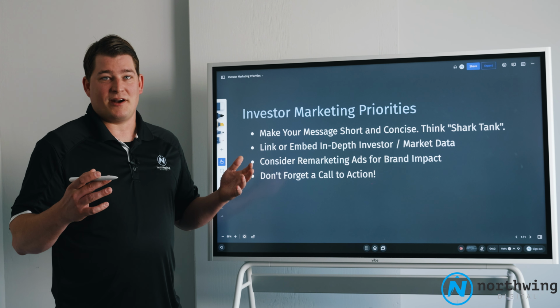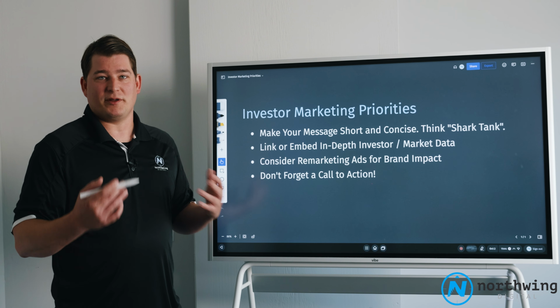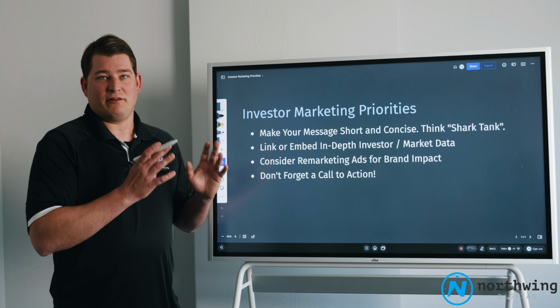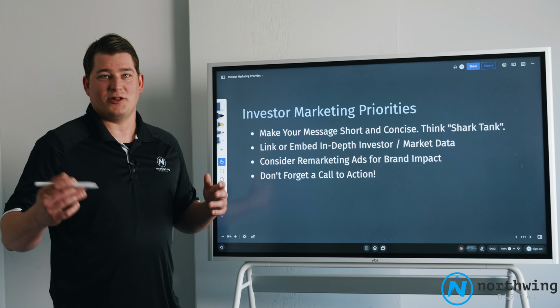There's obviously a lot of considerations here, but I'm hoping these few points help illustrate some of the priorities as you're appealing to investors, whether you're working for a small, scrappy startup or a large global enterprise.